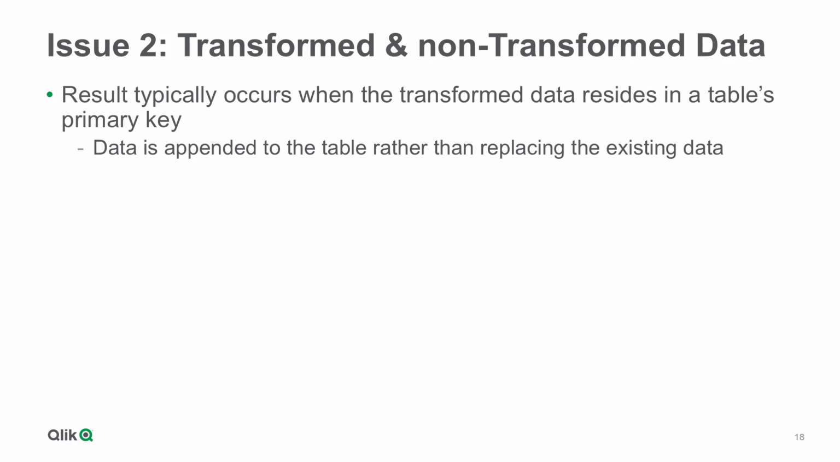Okay, so now let's pivot and explore the second issue about having two sets of records in the table where one is transformed and one is not. This result typically occurs when the transformed data resides within a table's primary key, so that when the transformed data is imported, it is appended to the table rather than replacing the existing data.